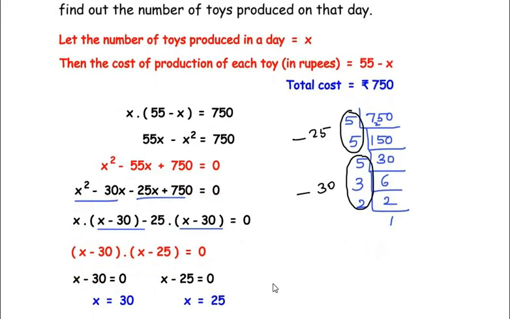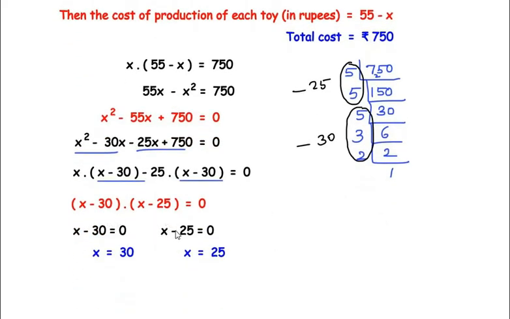Now equating each of the factors equal to 0, we get X minus 30 equal to 0 and X minus 25 equal to 0. Now taking negative 30 on the other side of equal to sign, we get the value of X as 30, or taking negative 25 on the other side of equal to sign, we get the value of X as 25. So the number of toys that were produced on that particular day are 30 or 25. So this is going to be our answer.